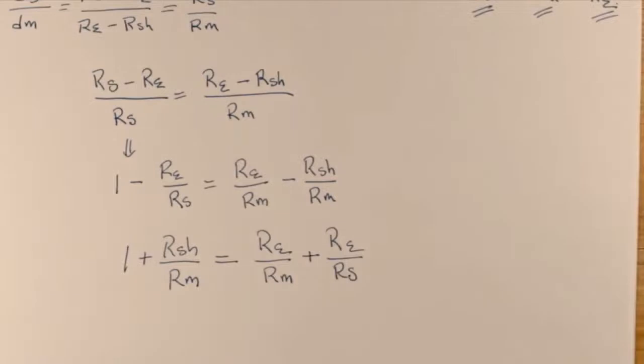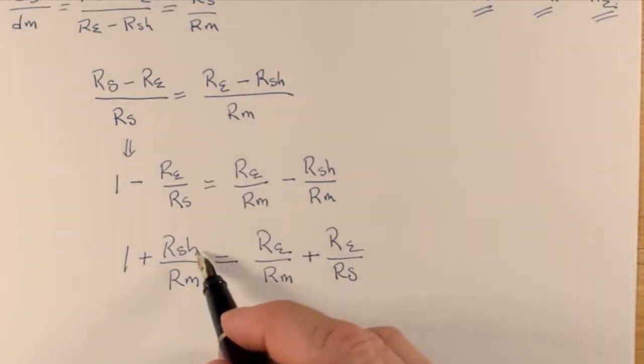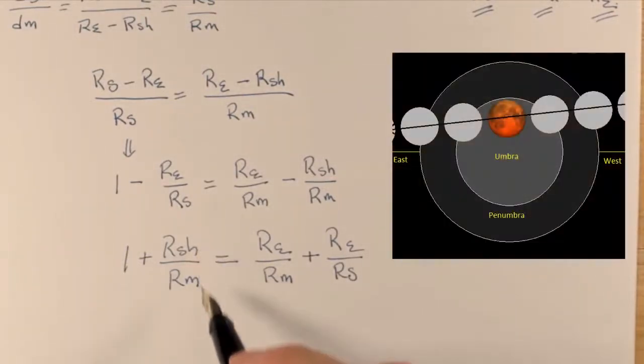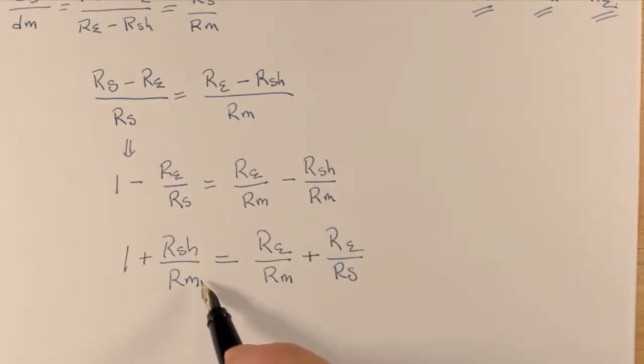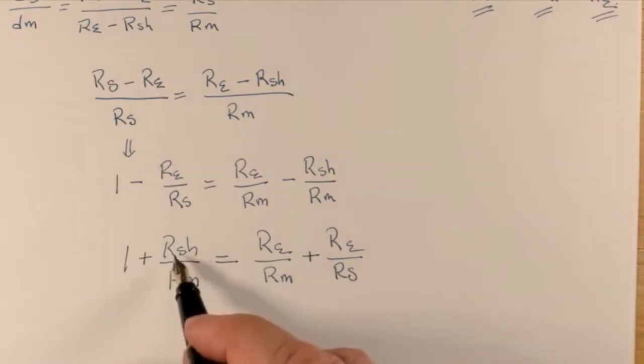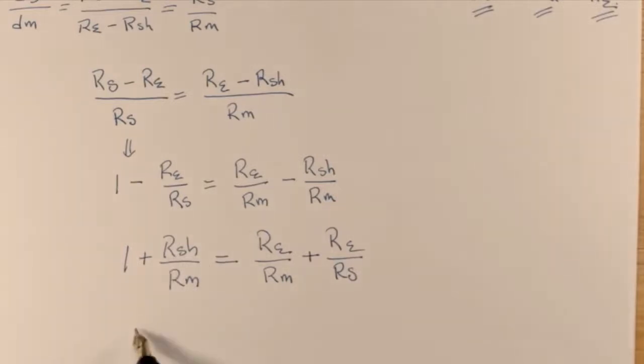Now we're getting someplace, because we know that the radius of the shadow of the Earth is about 2.6 times the radius of the Moon. So we can replace this with a number and just get rid of this term. So now we have 1 plus 2.6 equals the radius of the Earth.